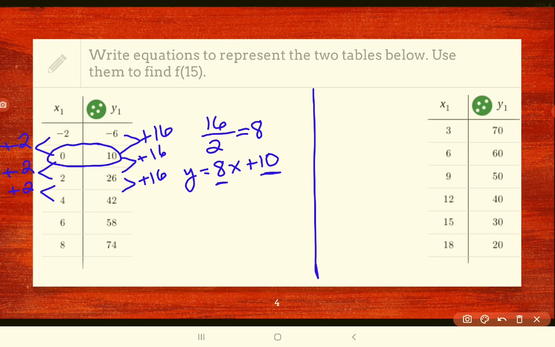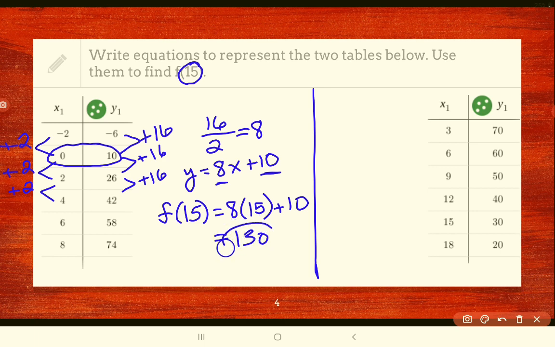The second part of our instructions said, use them to find f of 15. What does that mean? Well, 15's in parentheses, right? That means they want me to plug it in for x. So f of 15 would look like this right here. It would say, what is 8 times 15 plus 10? Well, 8 times 15 is, let's see, 120. And 120 plus 10 is 130. And then we're done. Okay?